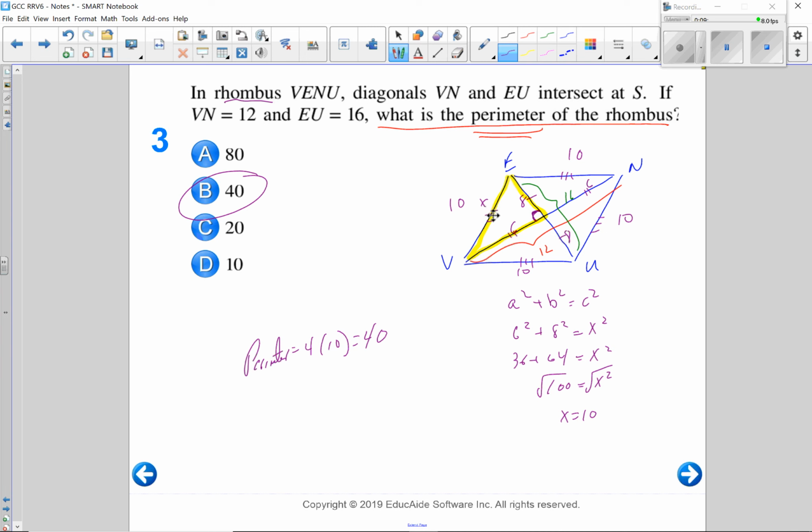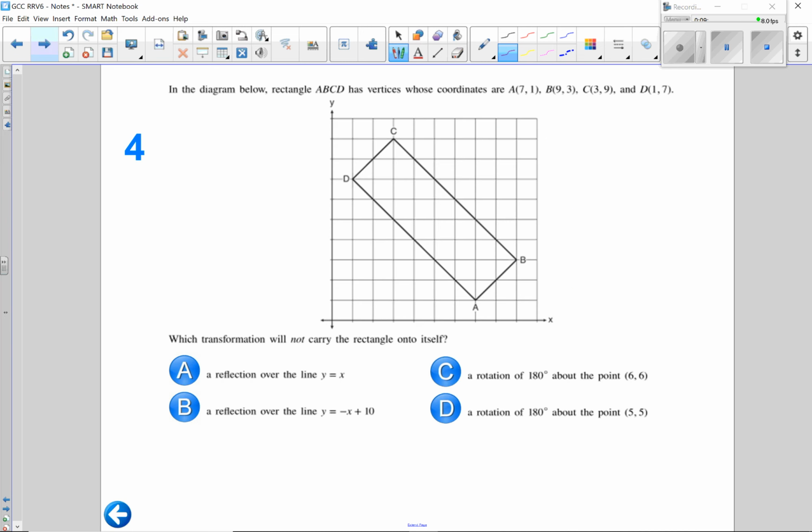So just be careful. Make sure you answer the question, especially for a multiple choice question. It's very easy to just jump to choice D here as 10 because we got x to be 10 when we started. So be careful, and otherwise it's not too bad of a question as long as you know your properties. All right, last one here.